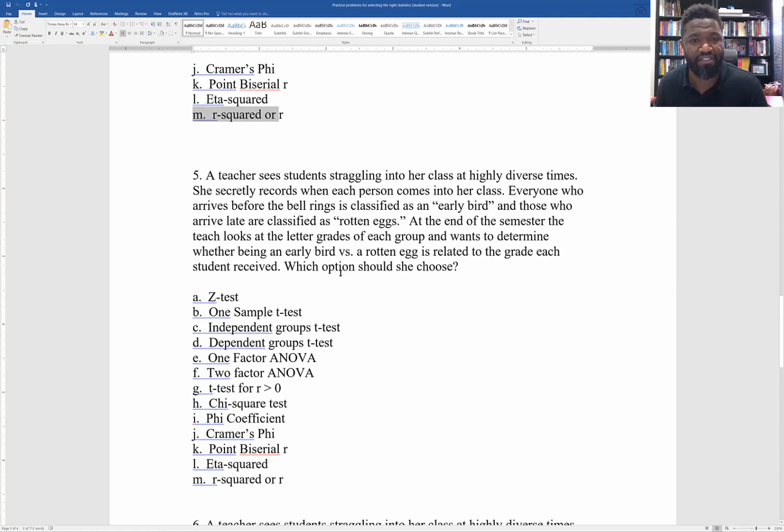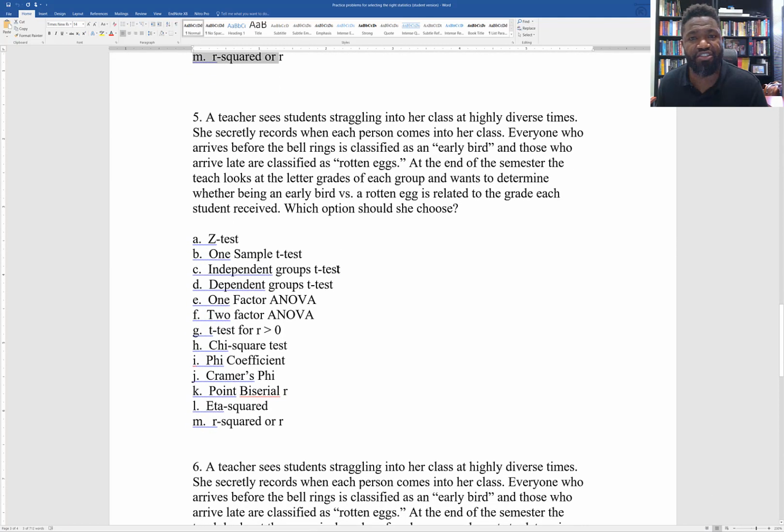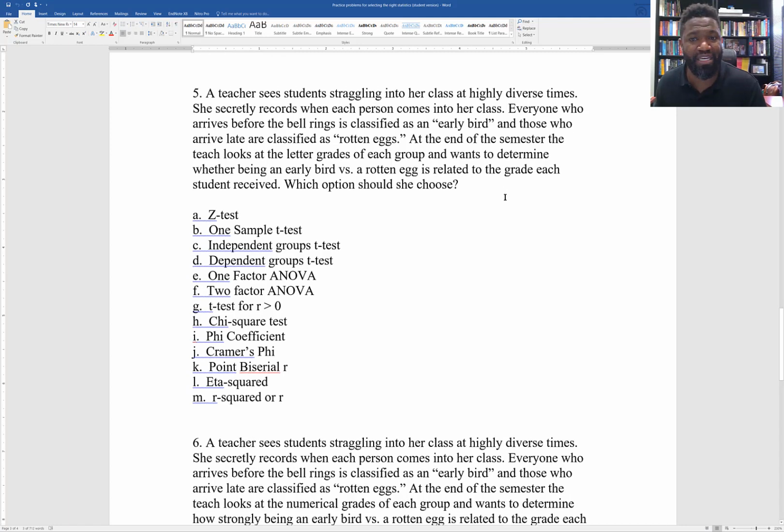Let's do number 5. So a teacher sees students straggling into her class at highly diverse times. She secretly records when each person comes into her class. Everyone who arrives before the bell is classified as an early bird, and those who are late are classified as rotten eggs. At the end of the semester, the teacher looks at the grades for each group and wants to determine whether being an early bird versus a rotten egg is related to the grade that each student received. Okay, and we're going to say that by grade we mean the letter grade.